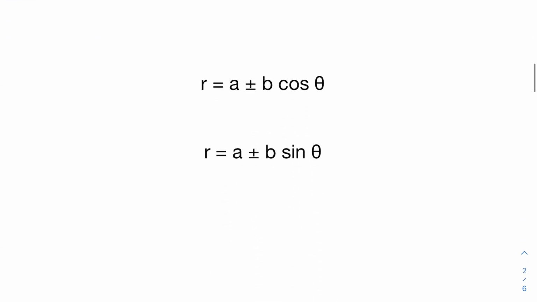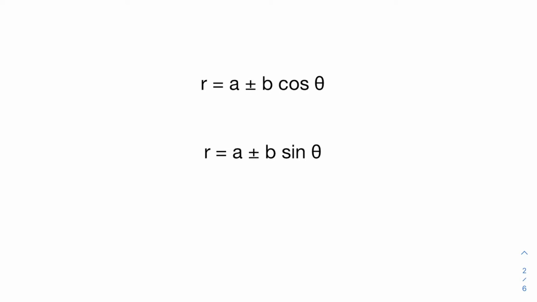So let's take a look at our general equation that lets us know it's a polar equation that's going to have this particular shape. This will be whenever we see that r equals a plus or minus b cosine theta, or r equals a plus or minus b sine theta. So that's our general structure. And let's take a look at which orientation we would expect for each.